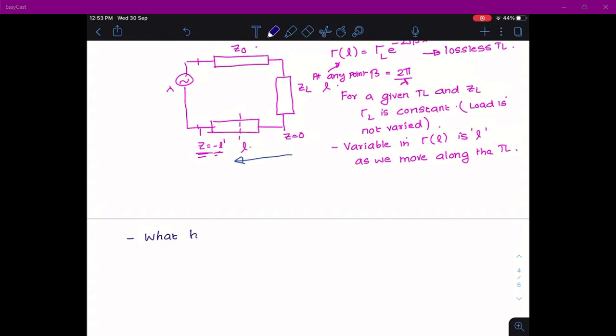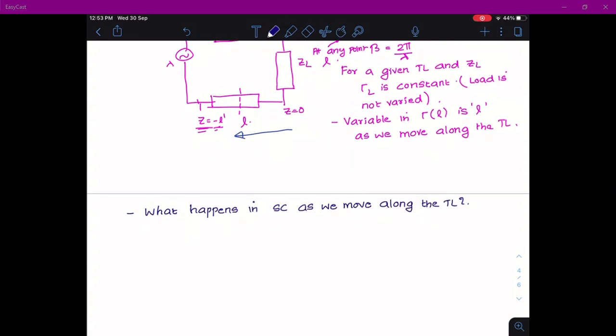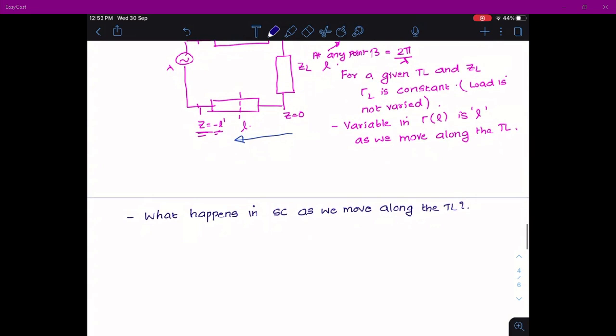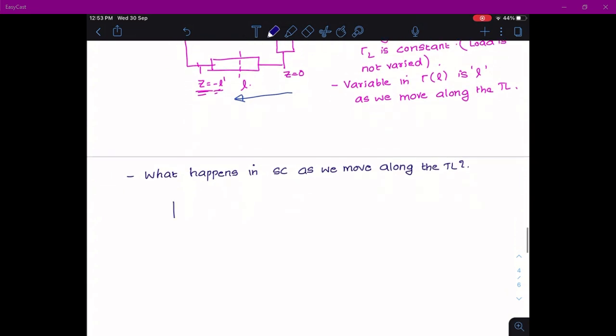Fine. Now what happens in the Smith chart as we move along the transmission line? That is the question. Okay, so let's take some numerical values.